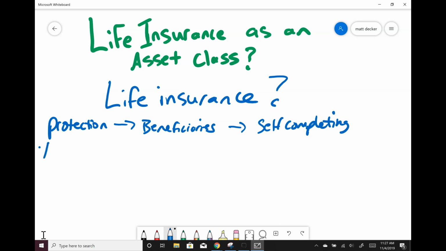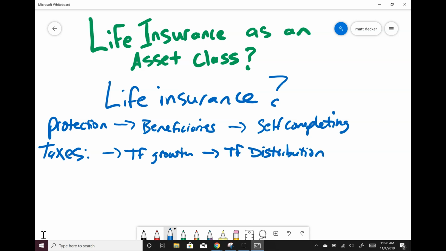The next one's going to be tax diversification. So we'll just put taxes. And the reason that I say tax diversification is because if this is done correctly, your life insurance policy is going to grow tax-free. So you get tax-free growth, and you're going to get tax-free distributions. Again, if it's structured the right way.